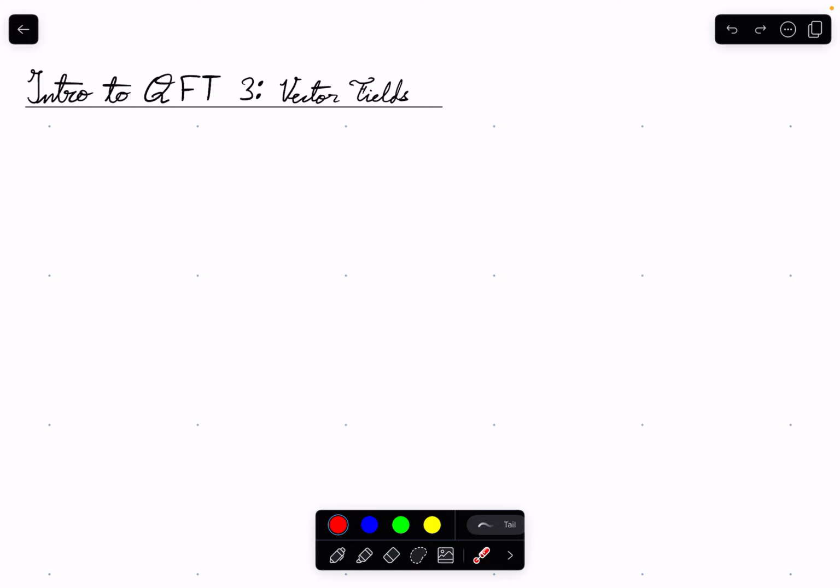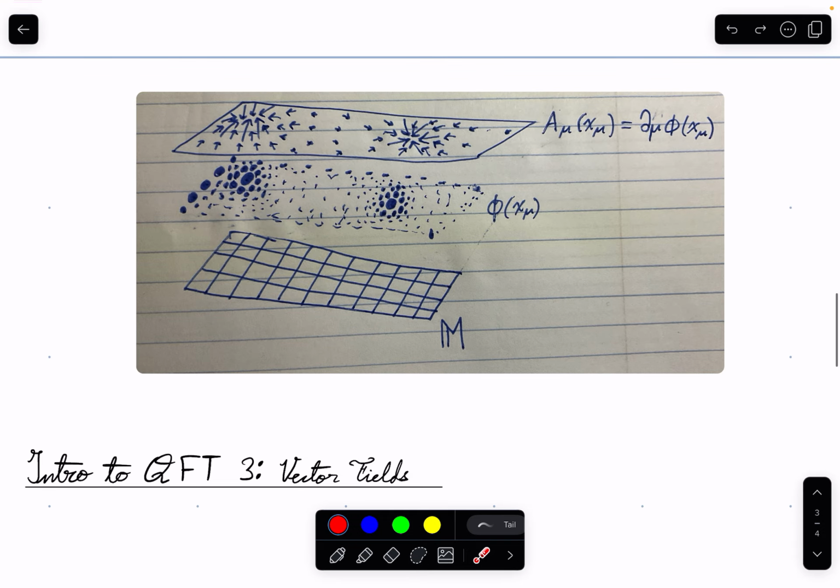So we talked about different types of fields last video, and you could have scalar fields like this, and you could have vector fields. You could also have spinor fields, but I didn't draw those for reasons I explained in the last video. But this video we will be fully focused on vector fields.